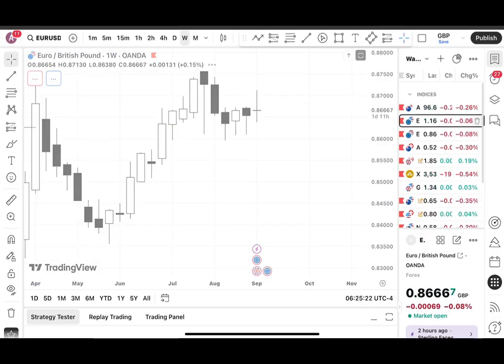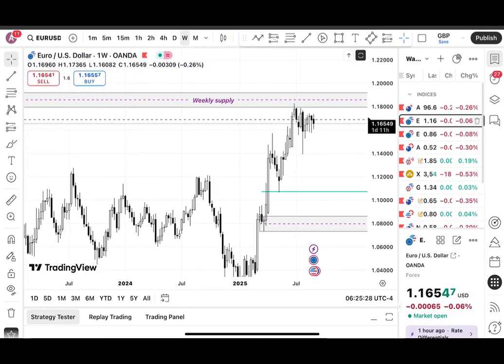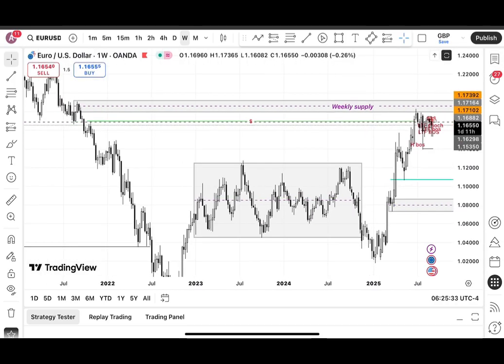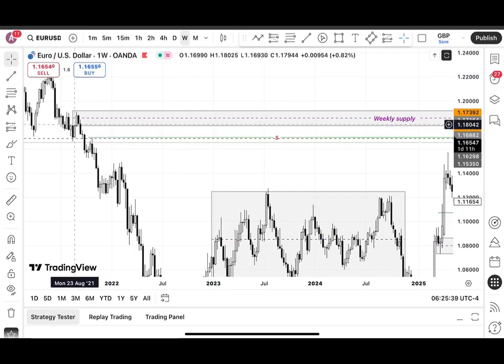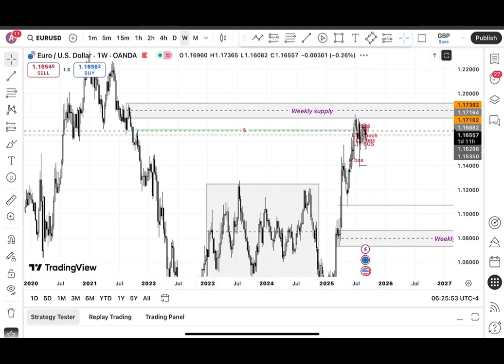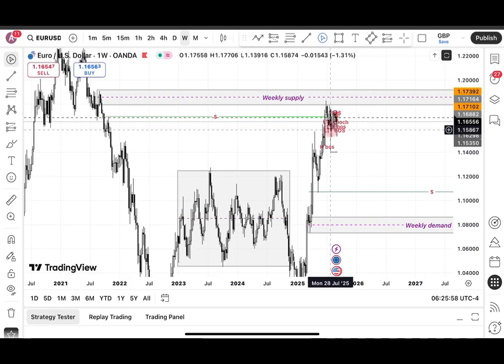As you can see, this is the Euro USD. I saw the supply coming to get a supply candlestick here with this massive huge imbalance here, which is not yet free. So I mapped it out, as you can see. I wrote it here, weekly supply.